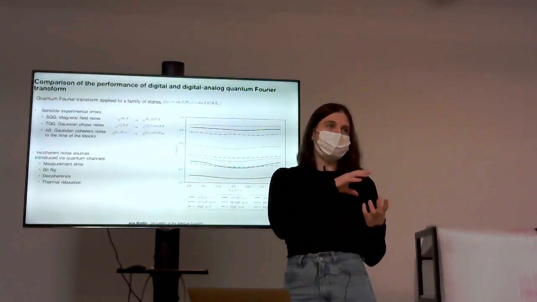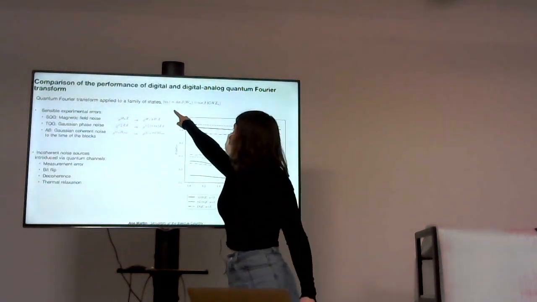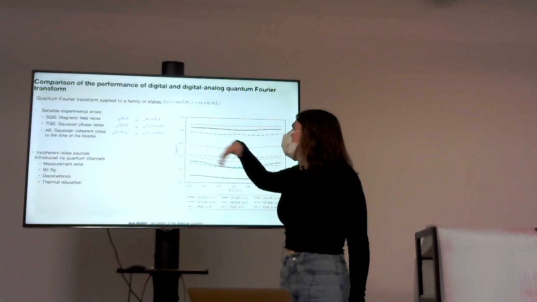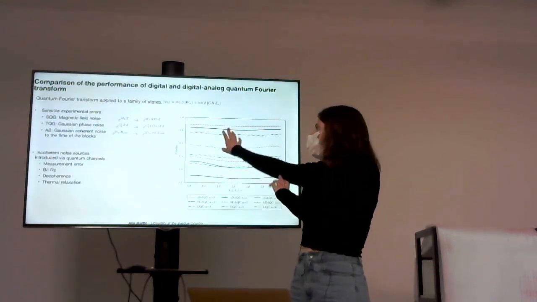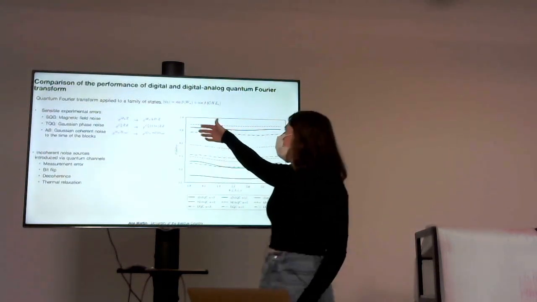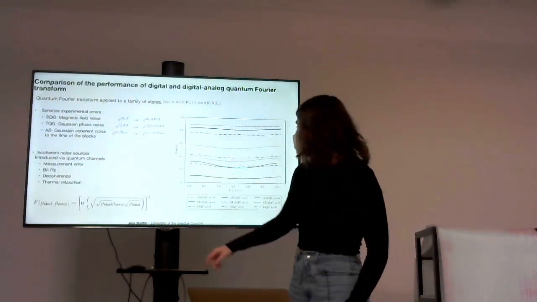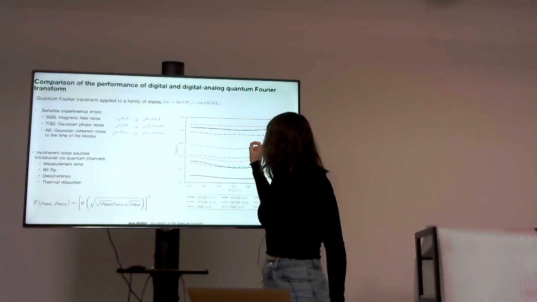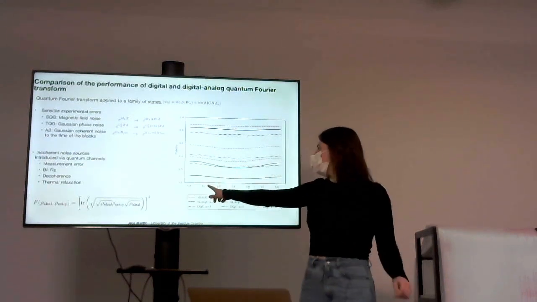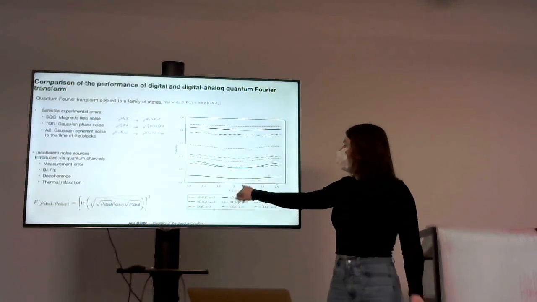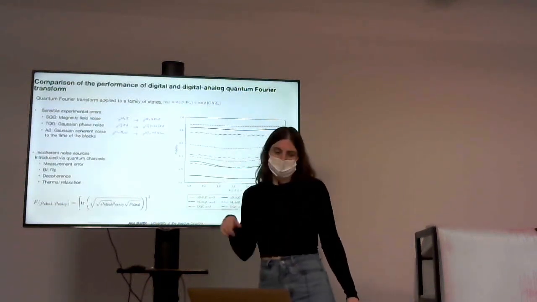We apply it to a family of states, which is this one. W and GHZ are just a family of quantum states that makes no difference, so I haven't put them here, but this is just a family of states. The figure of merit is this fidelity. And well, here, this is not time. Sometimes I get this question. This is not time. This is the different values of the beta angle of the family of states.